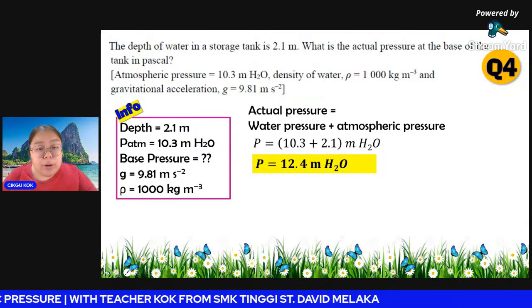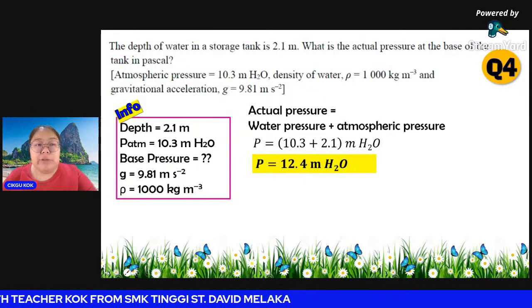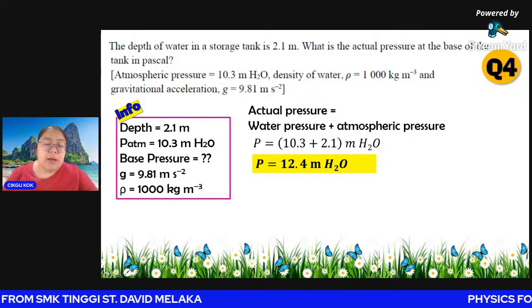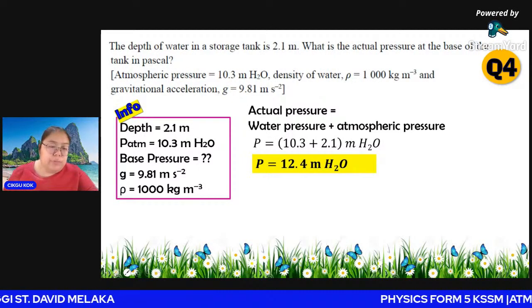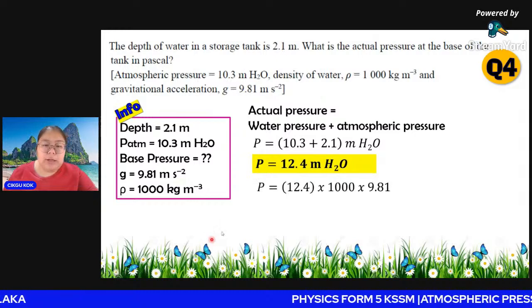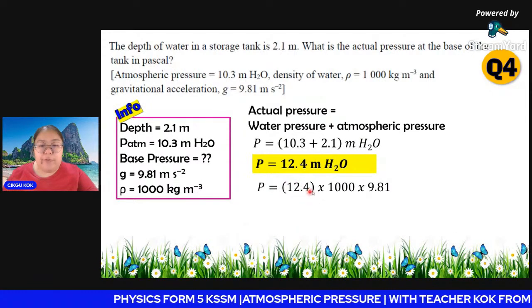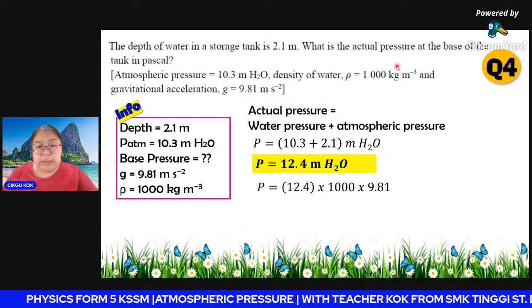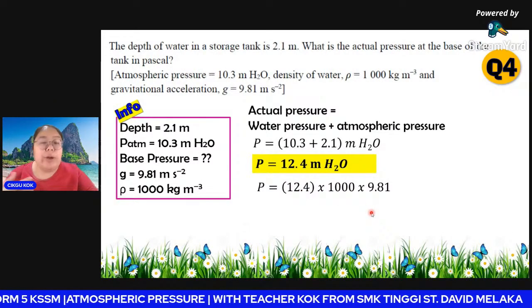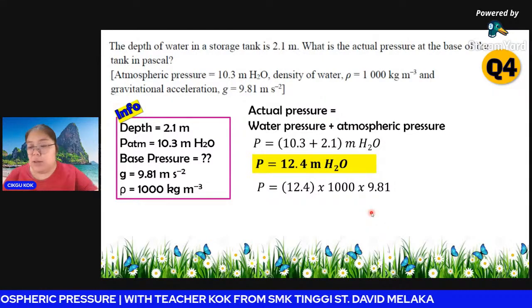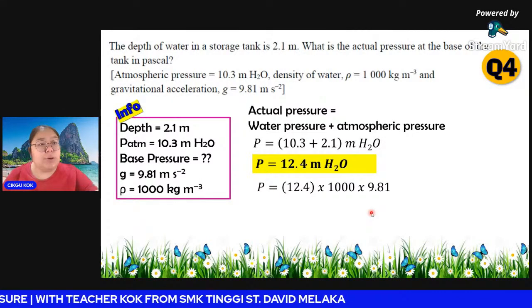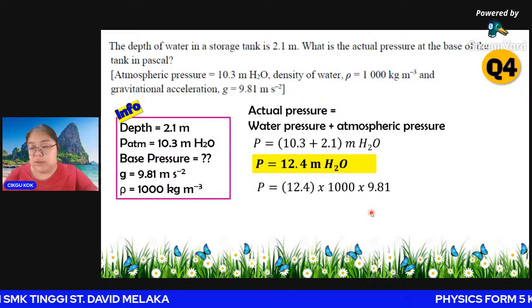Okay, I think no problem, is it? You convert to Pascal means we're using the rho g h again. So the formula to convert to Pascal: P equals 12.4, multiply the rho of the water, 1000, then the g is 9.81. So what is the answer? So the answer should be 121,644.